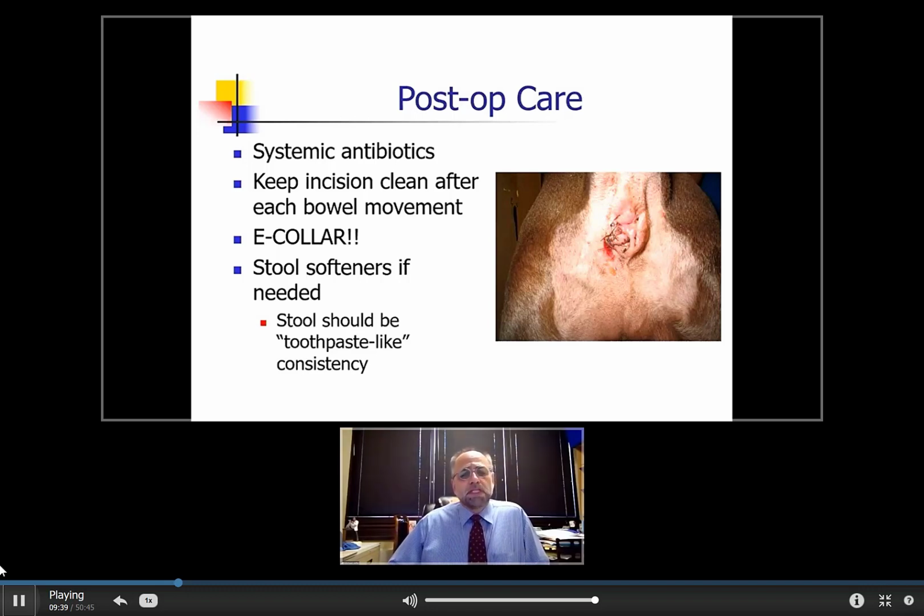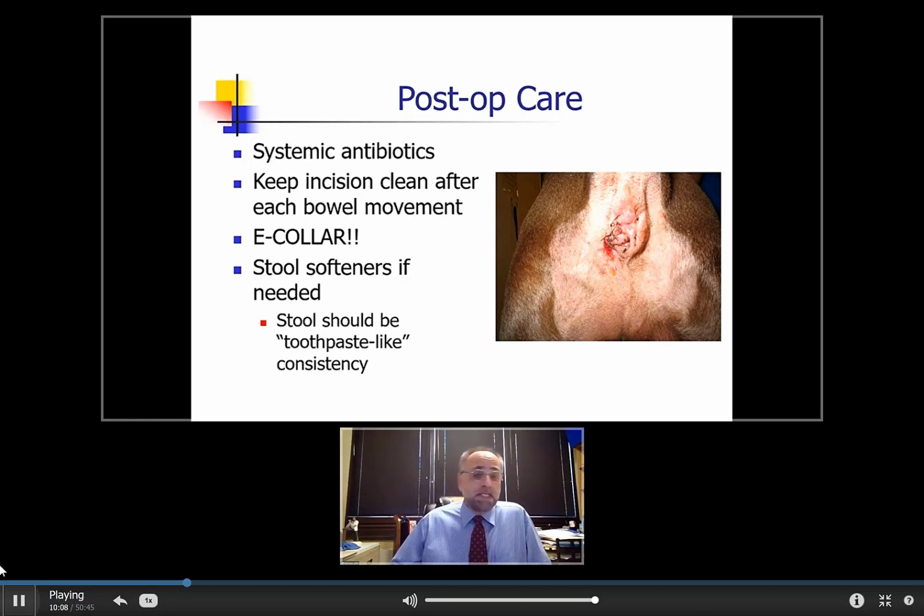Post-operatively, we want to keep these patients on systemic antibiotics, whether it's for treatment for a neoplasia or for the inflammatory disorders or for an infection. We certainly need to make sure we're keeping the incision clean, and it does require after each bowel movement until sutures are removed that the owner blot the incision area with a moist towel or a paper towel or some way to keep the incision clean on a daily basis.